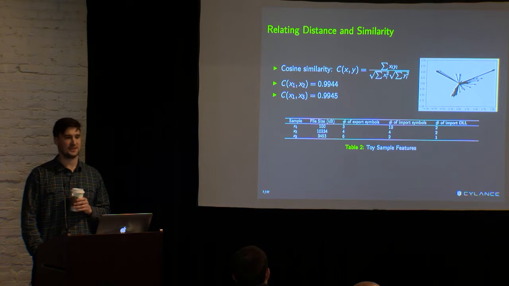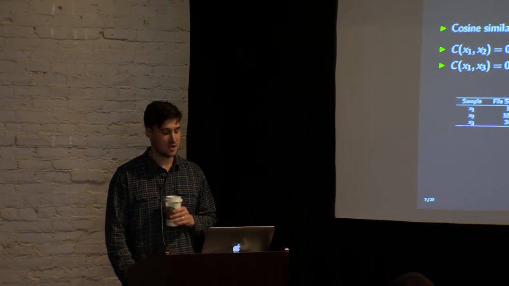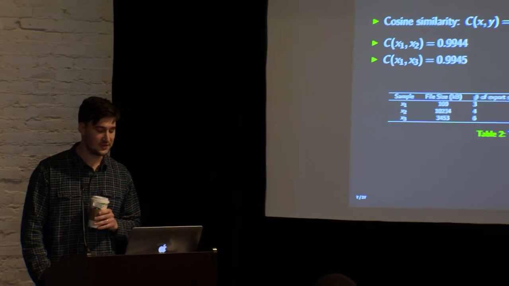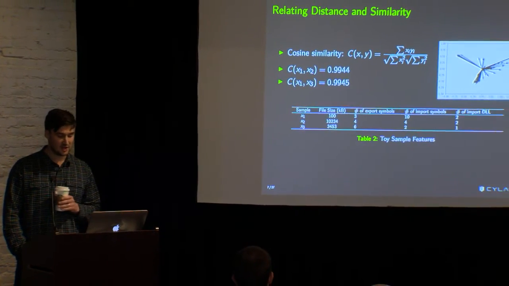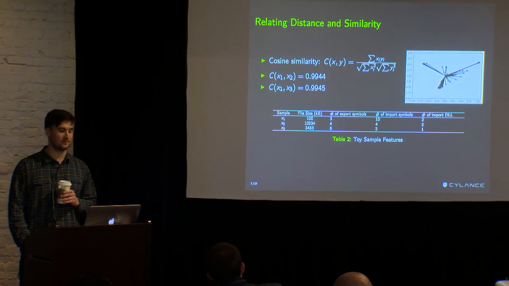And what this does really is take the dot product of the vectors and divide it by the magnitudes. So looking at our toy sample features, if we take the cosine similarity of x1 and x2, we'll get 0.9944, and with x1 and x3, we'll get 0.9945. And that indicates to us that they're very similar. And the interesting thing here is, again, these are toy features. With cosine similarity, we're ultimately just looking at the direction of the vector. We're not necessarily interested in the magnitude. So even though the file size is significantly different in this case, we're still going to get a very similar metric back from cosine similarity.